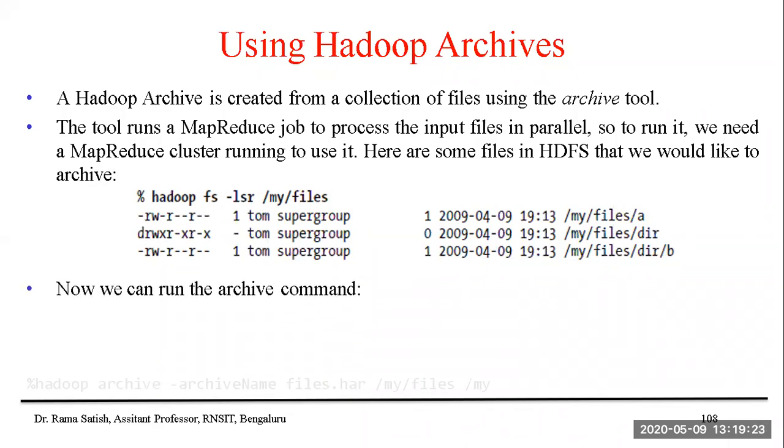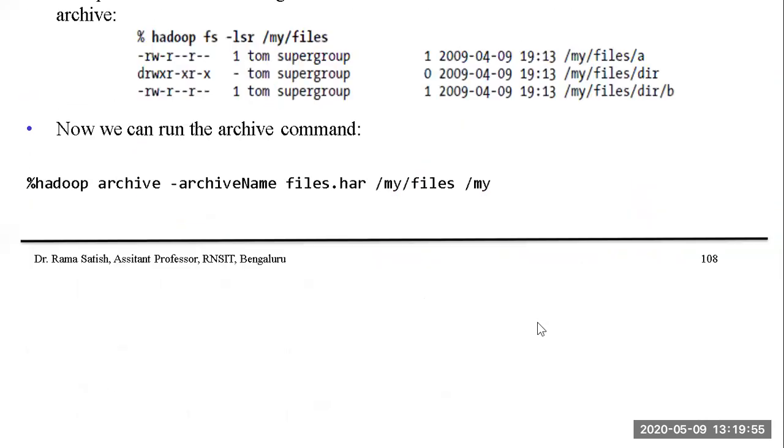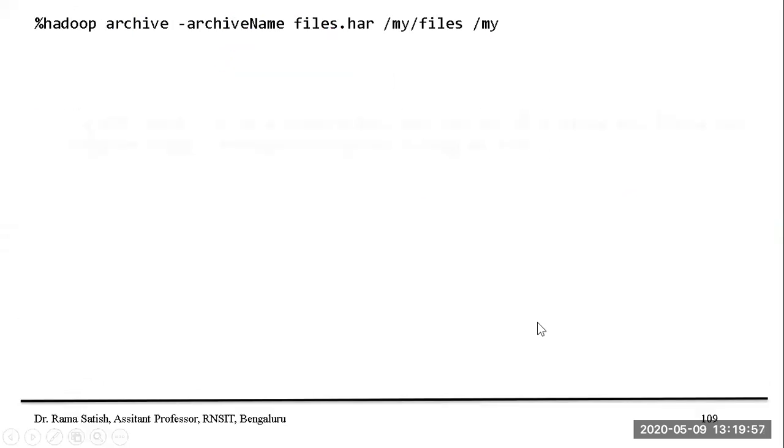So now we can run an archive command. How do we archive? The command is hadoop archive -archiveName, and the name of the archive is files.har. Har is Hadoop archive. It is like the name of a zip file. It will take all the contents from /my/files and it will archive them, with the same command.